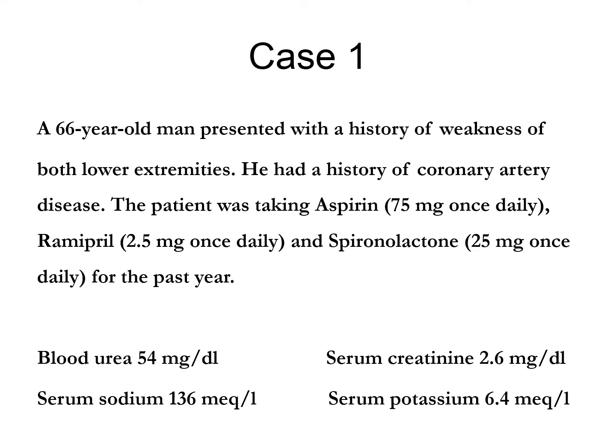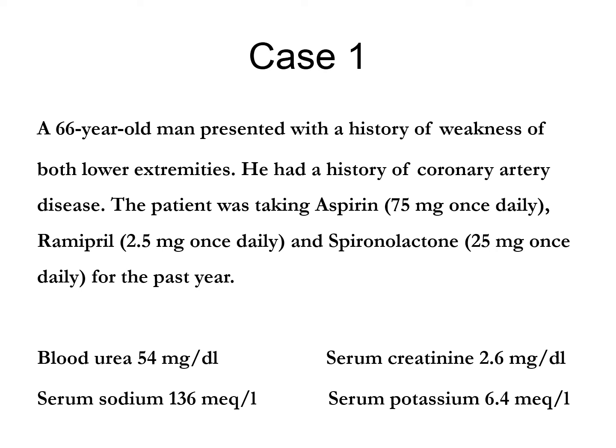He had a history of coronary artery disease. The patient was taking aspirin 75 mg once daily, ramipril 2.5 mg once daily. Ramipril is an angiotensin converting enzyme inhibitor, and spironolactone 25 mg once daily, which is a potassium sparing diuretic, for the past year. Blood urea 54 mg per deciliter, serum creatinine 2.6 mg per deciliter, serum sodium 136 milliequivalent per liter, serum potassium 6.4 milliequivalent per liter.